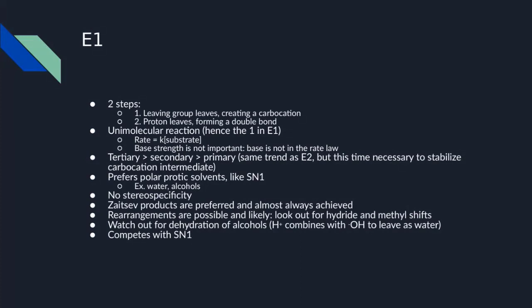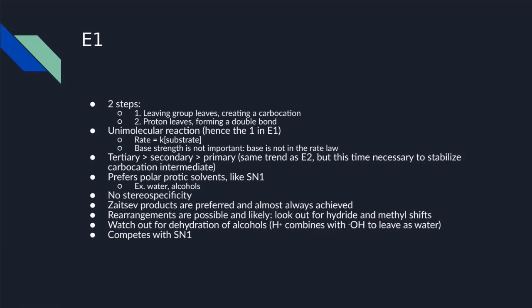So this is a unimolecular reaction, which is what the 1 comes from in E1, because our rate law just has the concentration of the substrate in it, which of course you're not going to have to plug anything in. This isn't Gen Chem, don't worry about that. But that's just to show that the base strength is not important because we don't see the base concentration in the rate law at all like we did in the E2. So that's just kind of the reasoning behind why we don't care about whether the base is strong. Well, it doesn't affect the rate, so it really doesn't matter.